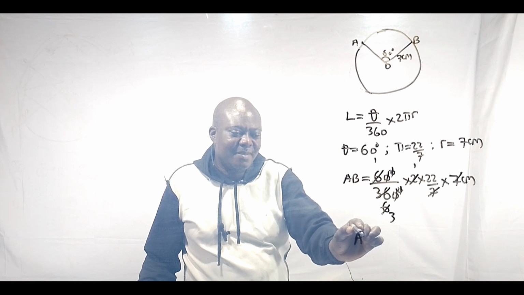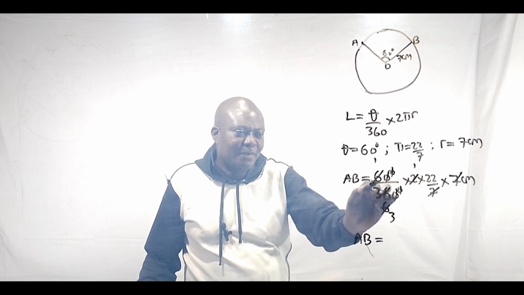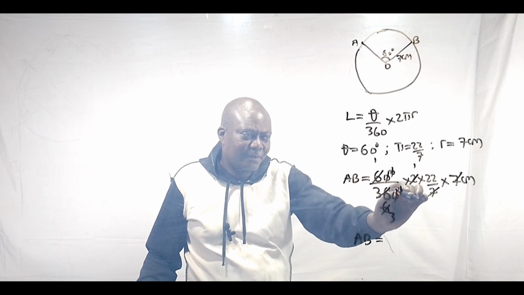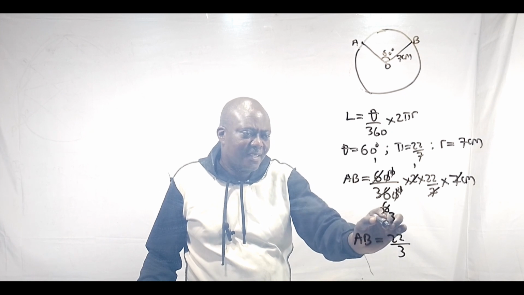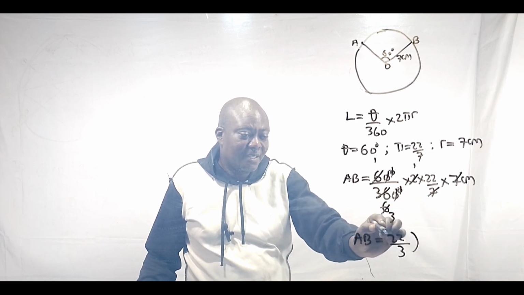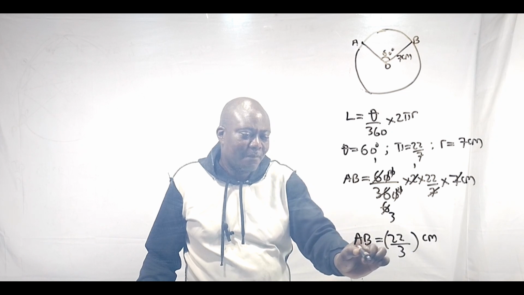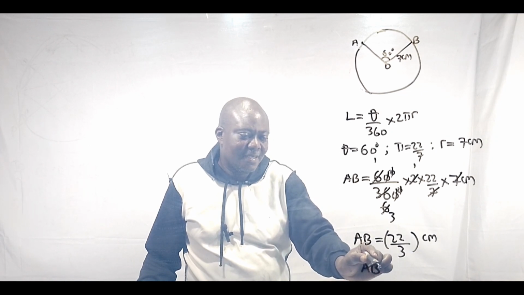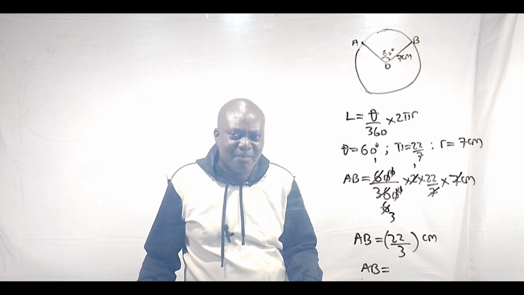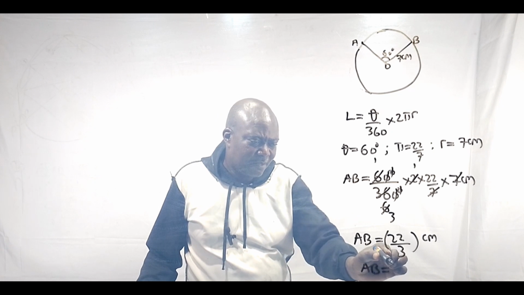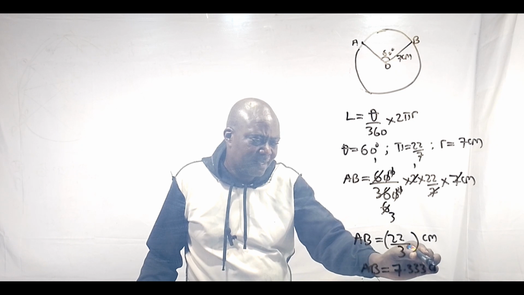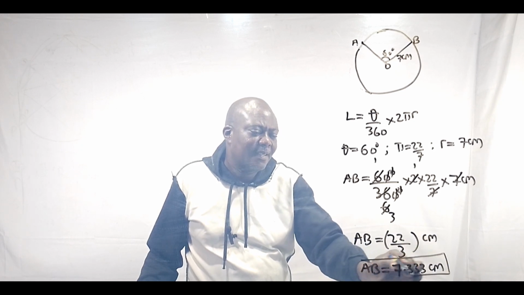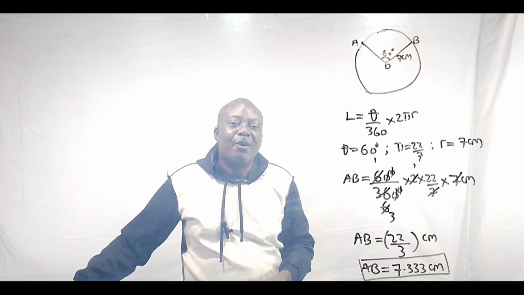So the length AB will be equal to, everything here is gone except 22. That is 22 over 3. Everything down is gone, only 3 is the value. But don't forget it's in centimeters. So AB equals, if you divide 22 by 3, you get 7.3333. So you have 7.333 centimeters. That is the length of the arc AB.